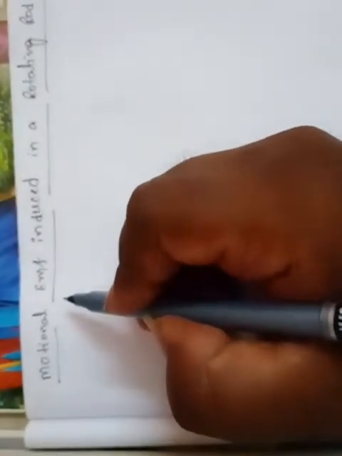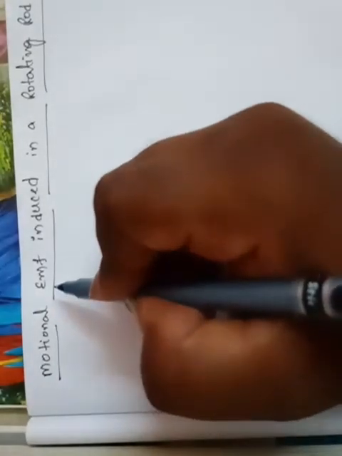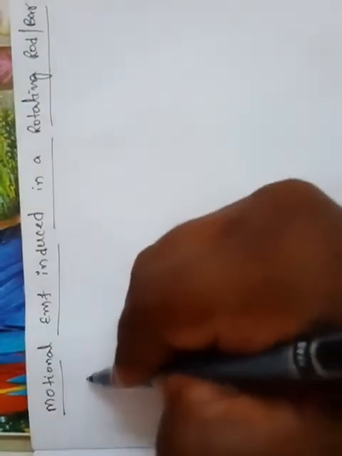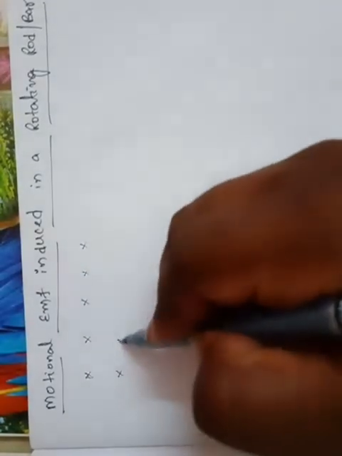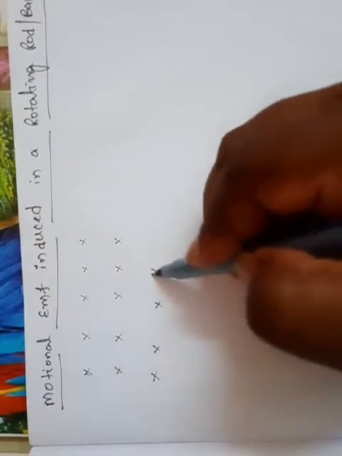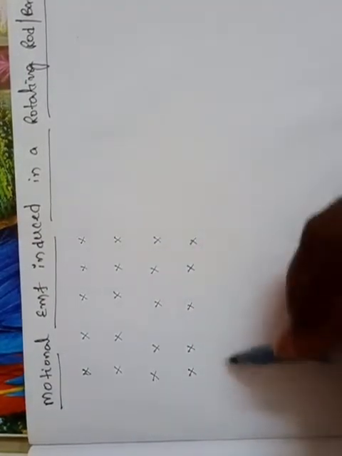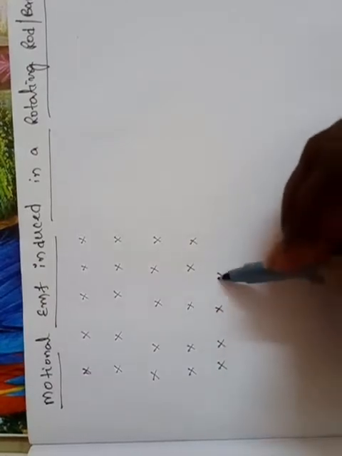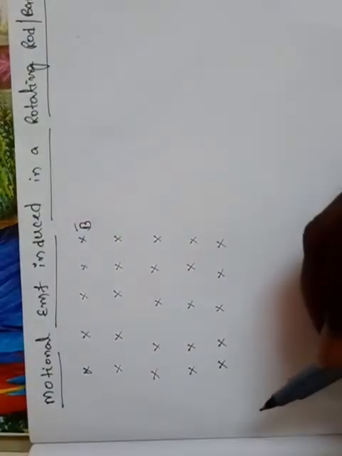Dear students, now we'll see motional EMF induced in a rotating rod or rotating bar. Here it is given a uniform magnetic field B bar, and the magnetic field is vertically downwards. So this is the magnetic field given.